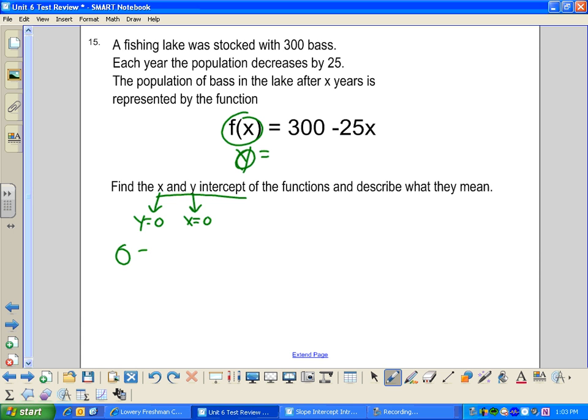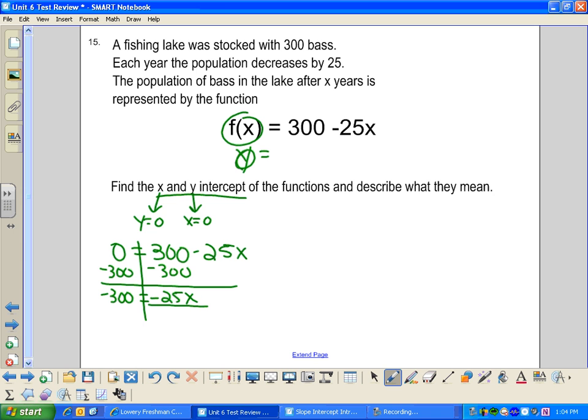So I get 0 equals 300 minus 25x, and I will solve. Subtract 300 from both sides. I'll get negative 300 equals negative 25x. I'm almost there. Divide by negative 25, and let's see, 12. That means when my y is 0, my x has to be 12. That means on my graph somewhere it's going to be (12, 0). Remember, this is my x and this is my y. Bam, where y is 0, that's my x-intercept.